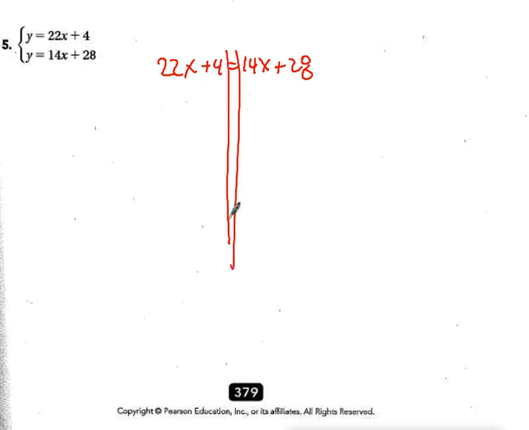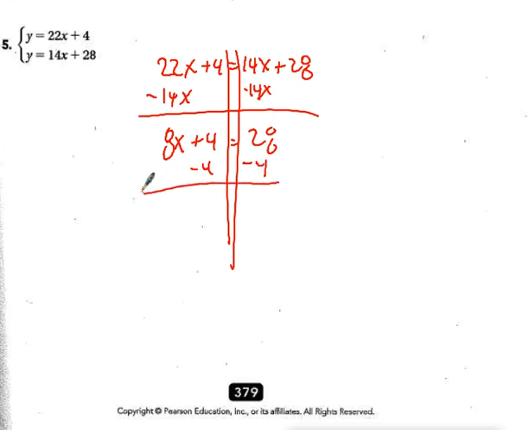All right. Finally, I have two problems in slope-intercept form. I'm just going to set them both equal to each other since we already have the y's isolated. Minus 14x, minus 14x. And so we have 8x plus 4 is equal to 28, minus 4, minus 4. And I get 8x is equal to 24, divided by 8, divided by 8. So we get x is equal to 3.